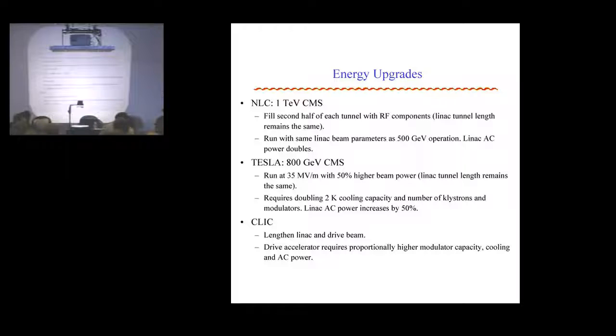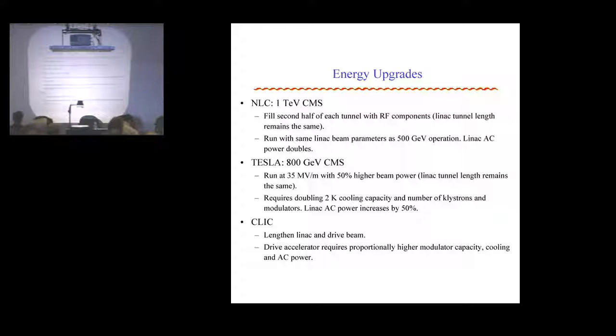So just a brief recap then of these energy upgrades, since that's a major part of the program in the next few years. As I mentioned, for 1 TeV NLC, you basically fill the second half of the LINAC with the RF components, the same types that you developed for the first half. And you run with basically the same beam parameters, and it takes about twice the LINAC AC power, another 100-some megawatts to get up to there.